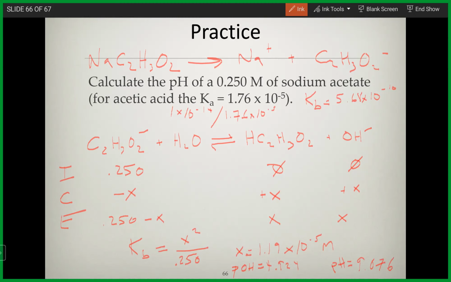And that makes sense because we expected the acetate ion, since it's a conjugate base of a weak acid, to make the solution more basic, increase the pH then. So it should be a little bit above 7. And that's exactly what we see with 9.076 there.